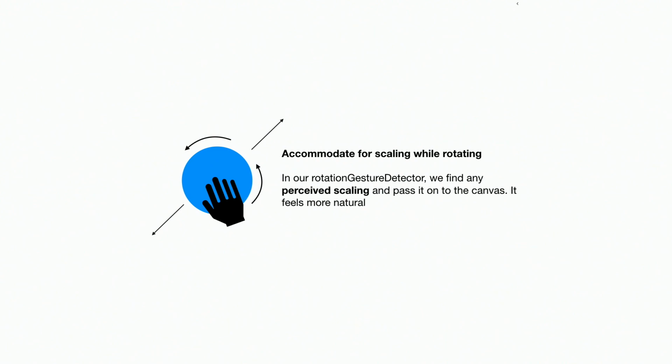Accommodating for scaling while rotating. This is another problem that you'll run into: when you think you're rotating, the angle between the pointers that you're using for the touch event is definitely changing, but you in fact also move your hand. This is much more apparent on a large screen. You'll see that you end up also scaling, so scaling happens alongside rotation. To make it feel a little more natural, in our rotation gesture detector, we also accommodated for scaling.